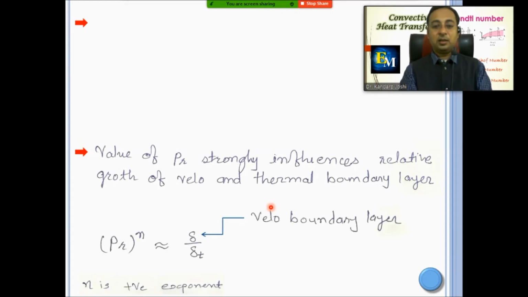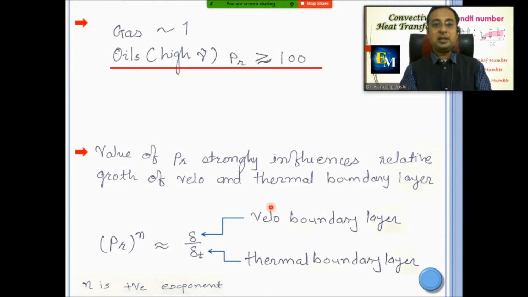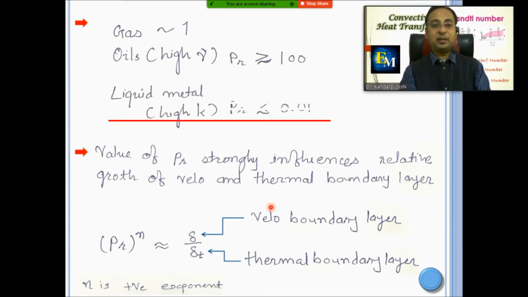Here delta is the velocity boundary layer, delta T is the thermal boundary layer, and n is a positive exponent. For gases, Prandtl number is nearly equal to 1. For oils, it is of order 100, and for liquid metals, it is of order 0.01.